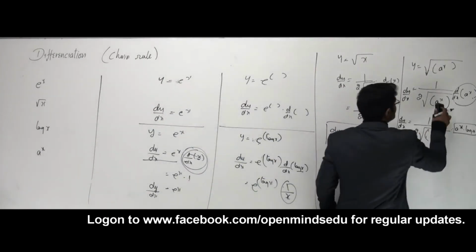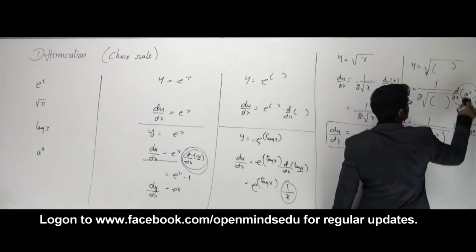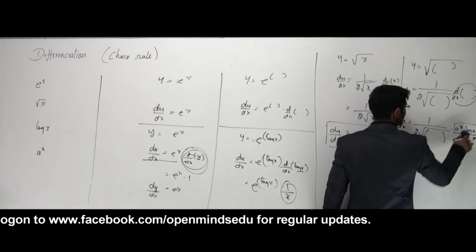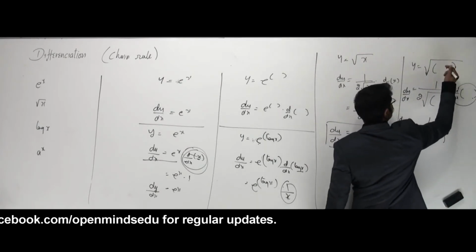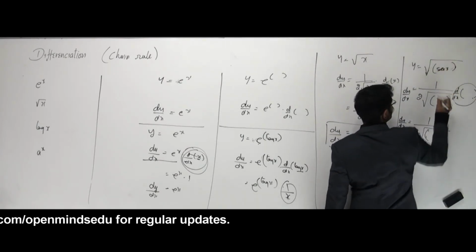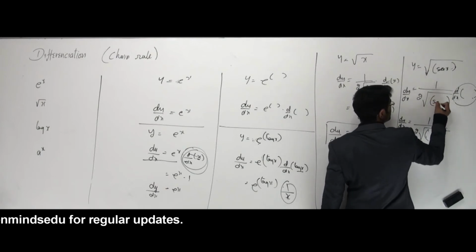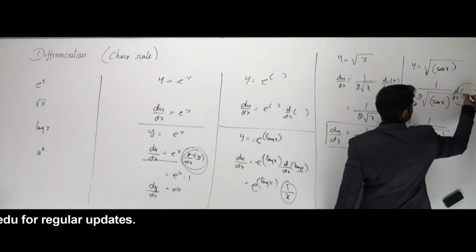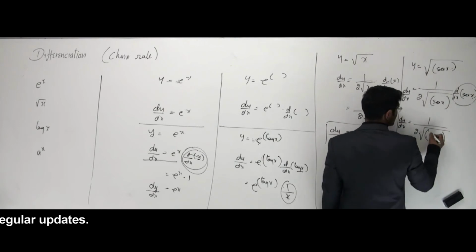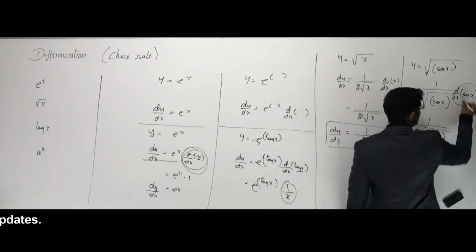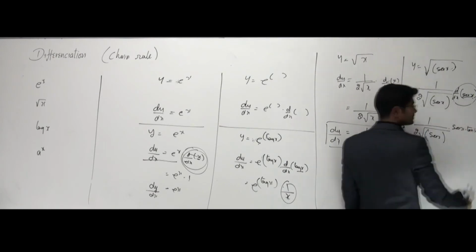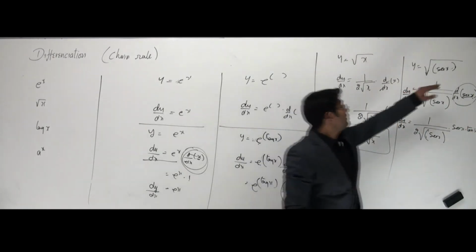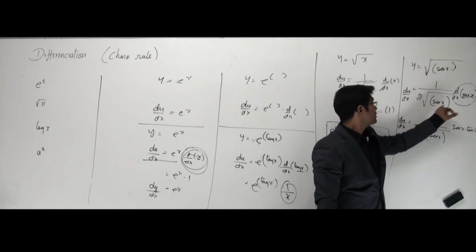If I can shift or change this function to something else, anything you want, let's say this is secant x. So that goes like 1 by 2 root secant x into the differentiation of secant x. How do you differentiate secant x? That is secant x into tan x, and that's how it goes. So whatever comes here has to come in all these places.